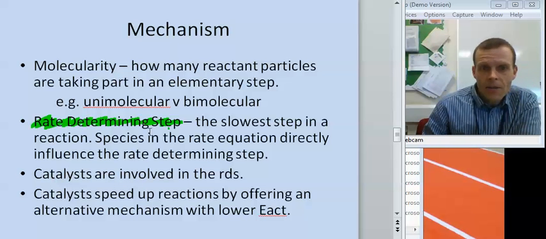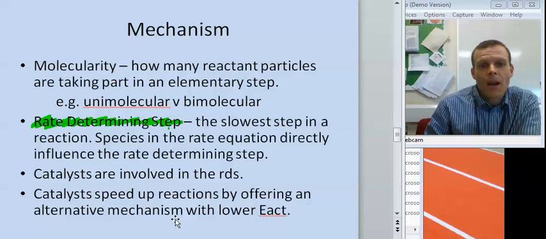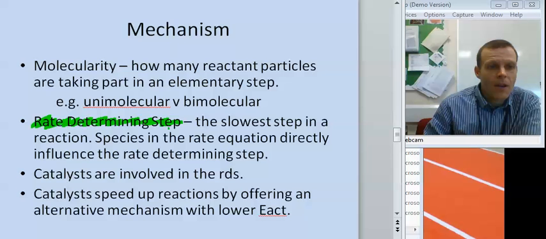Right, catalysts, to do what they do, they play a part in changing the energy. I guess we saw they reduced the activation energy, so they're involved with this rate determining step. And there we go, definition of a catalyst: speeding up a reaction using an alternative mechanism, lower activation energy.